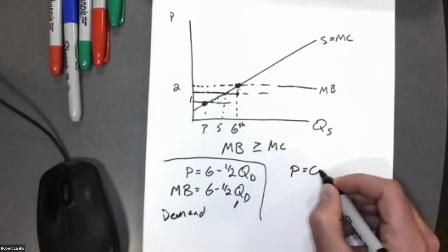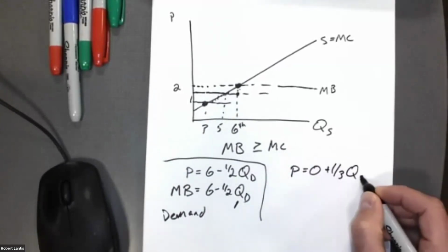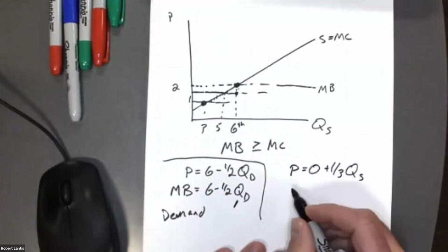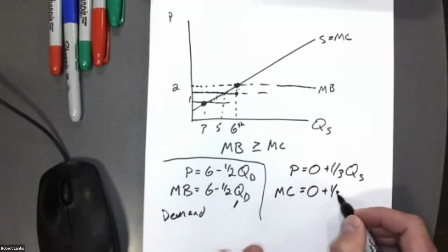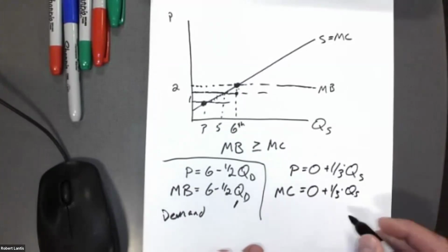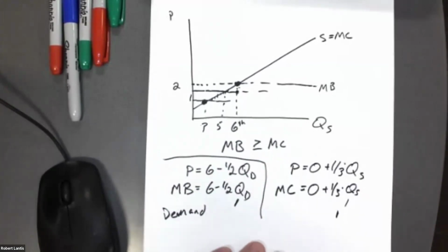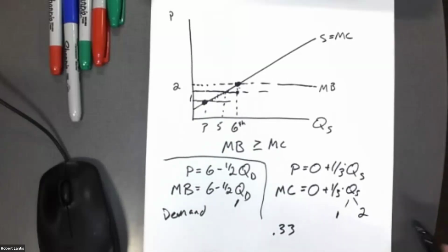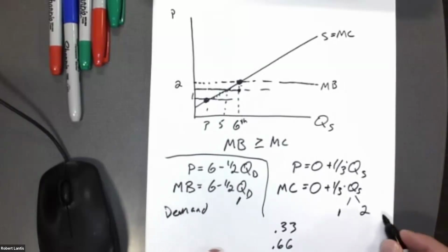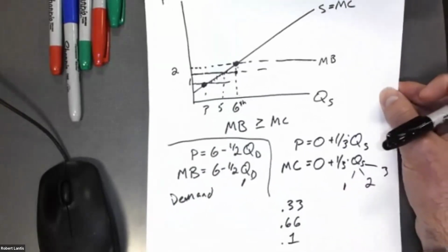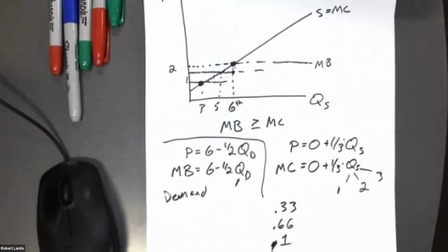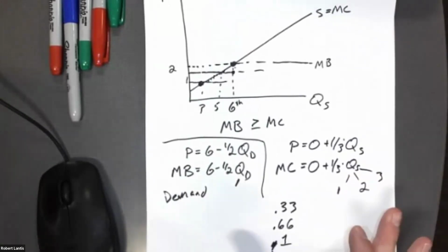For supply, its price is a function of the quantity supplied. We can think of that price as really telling us the marginal cost for these different units. So if I want to know the marginal cost of the first unit, I plug in a 1, so that would be 0.33. If I want to know the marginal cost of the second unit, plug in a 2, that would be 0.66. Third unit, that would be 1, so on and so forth. Sorry, 1. Any questions on that idea?